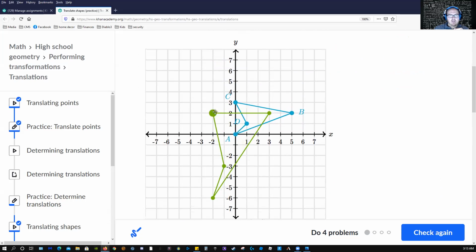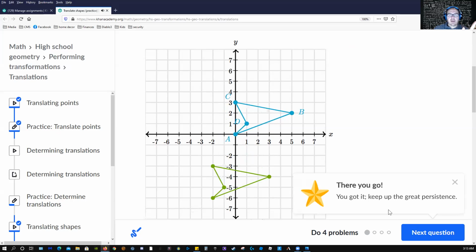Let me put these back. I'll show you what's going on. So Khan Academy has this weird thing where it won't let you drag the shape over the top of itself. So watch what we're going to have to do. 1, 2, 3, 4, 5, 6. Now I'm going to drag this dot first, then this one, and then this one, each 6 units down. Okay, that should be right.